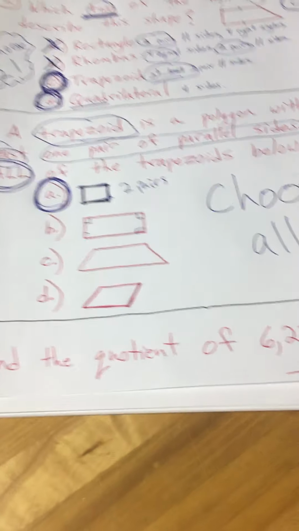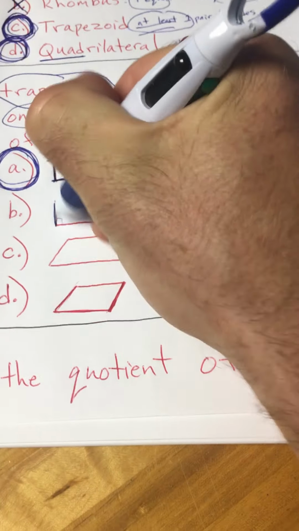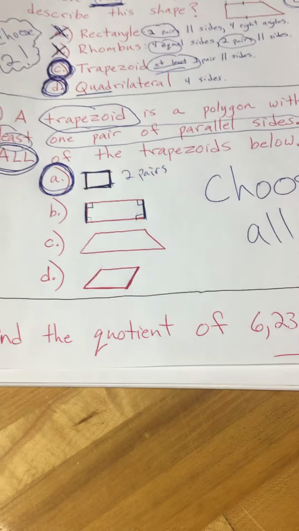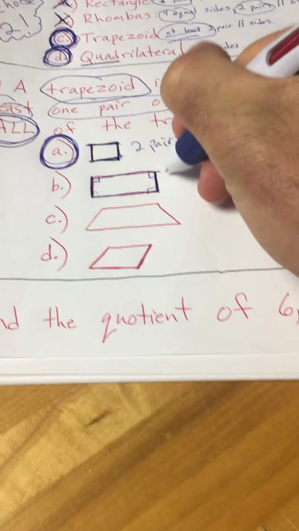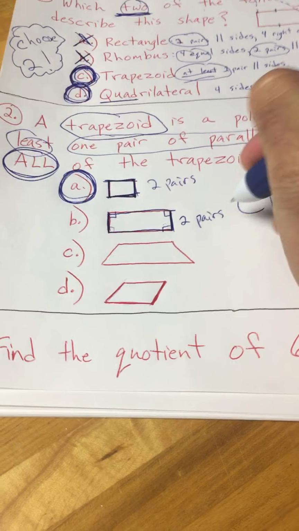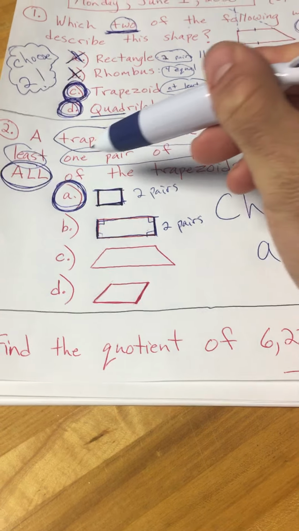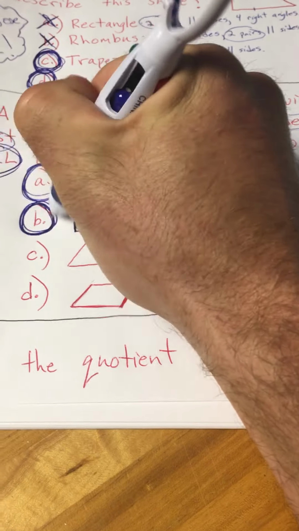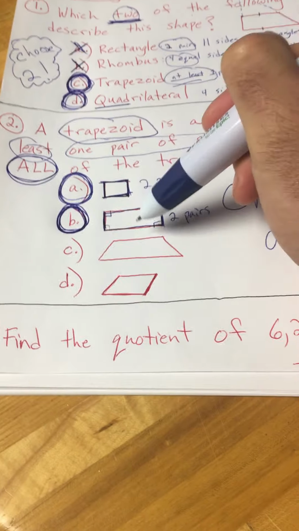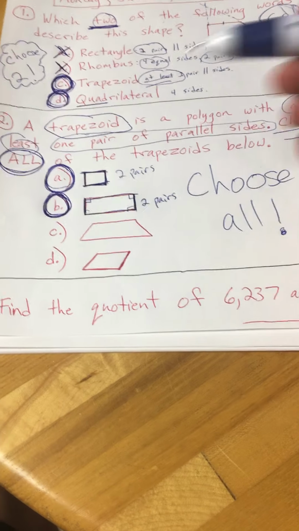Okay, then we look at B. We have two pairs of parallel sides, but it says trapezoid is a polygon with at least one pair. So this side and this side are parallel. There's one pair of parallel sides. And this side are also parallel sides. So this, again, has two pairs of parallel sides. Does that match the definition of trapezoid, though? At least one pair of parallel sides? Yeah. Two is at least one. It's more than one, but it is at least one. So this is a rectangle, and it's also a trapezoid. All right? Let's look at C.